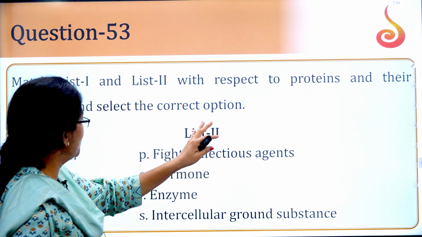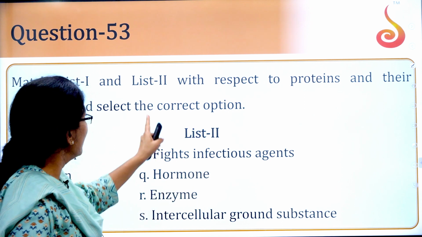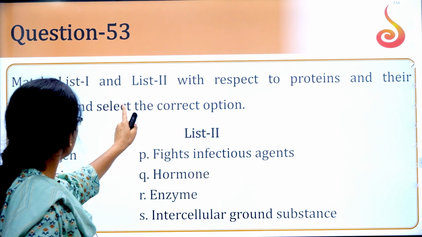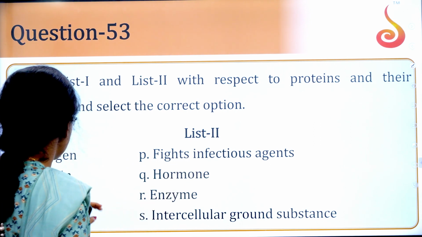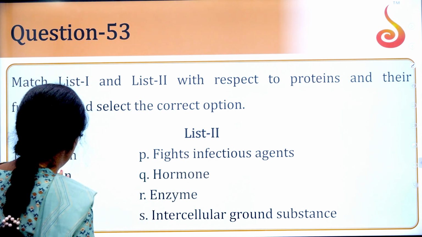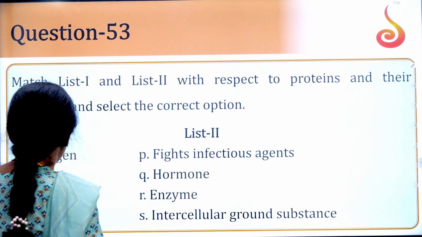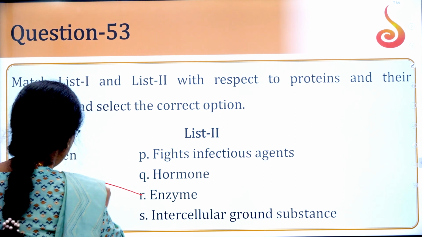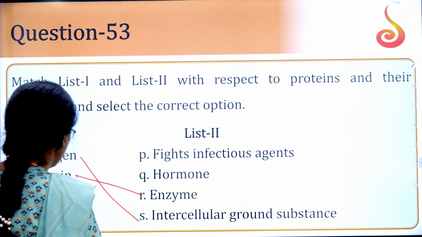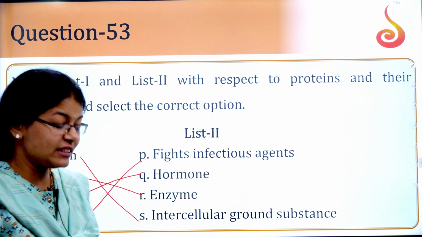Match list 1 with 2. This is also one of the repeated questions, students, right? Compared with the previous year, the same question was asked with respect to proteins and their functions. Very simple. Trypsin, only they have changed the order of trypsin and collagen. Trypsin was first in the previous paper. Trypsin is an enzyme, collagen is the ground substance, insulin is a hormone, and antibody fights infectious agents.